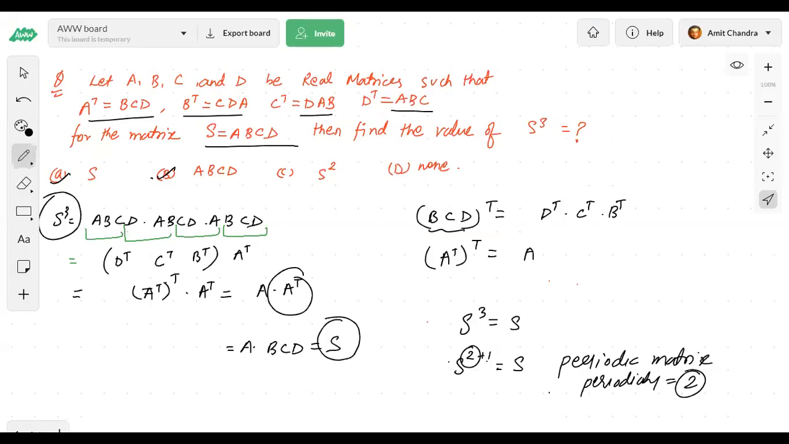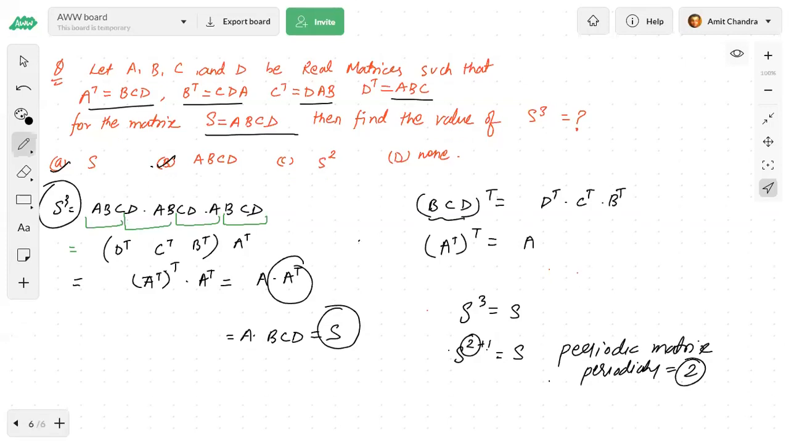See what they have given: S is equal to A, B, C, D. They are asking us to find S cube. So I will simply write S cube once, so this is A, B, C, D.